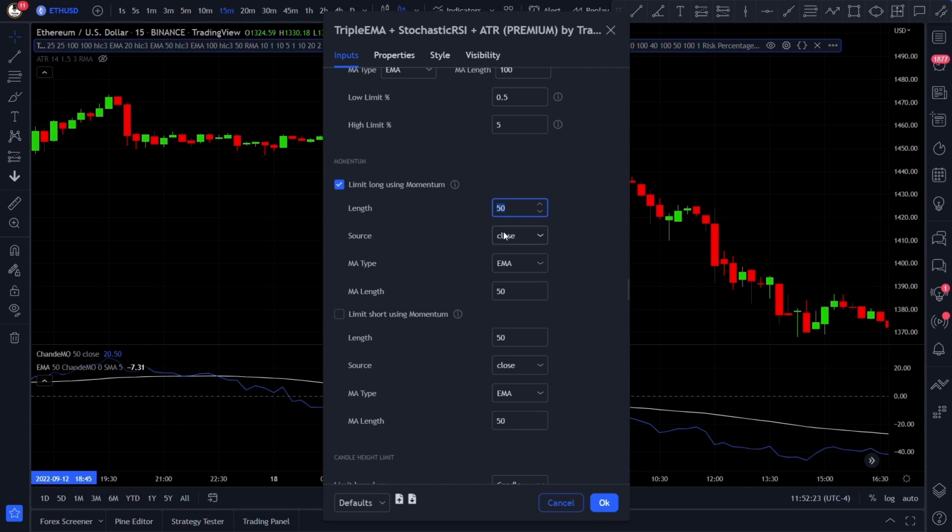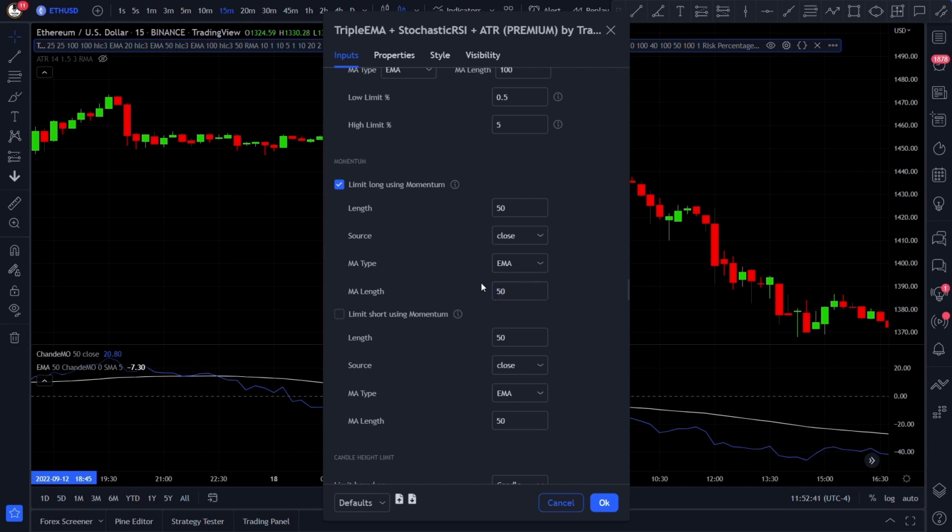With the source, you can set the candle momentum source. We will use close this time. The MA type lets you choose which moving average you want to use. As we used an exponential moving average, set it to EMA. And finally, the MA length sets the length of the moving average, so set it to 50.